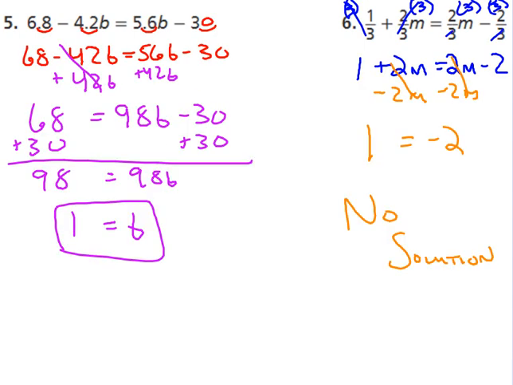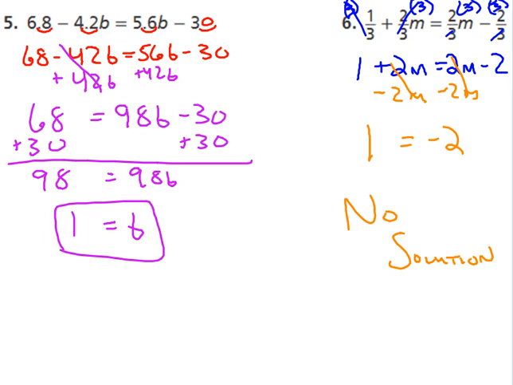Okay, here you go. So for this first one, I chose to move my decimal over. Again, everything we learned beforehand still applies. So I want to multiply everything by 10, so I move my decimal over once. Just remember that if you do that with the whole number, you have to add a 0. So the equation really became 68 minus 42b equals 56b minus 30. There's one solution for this, and that's just 1.